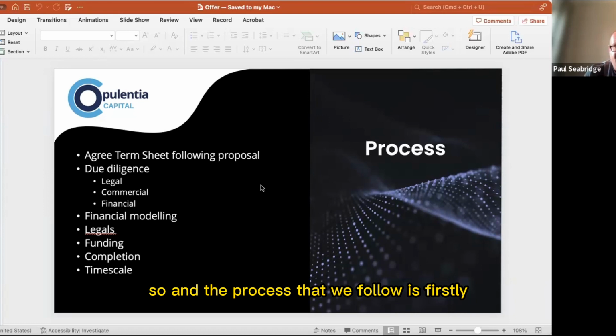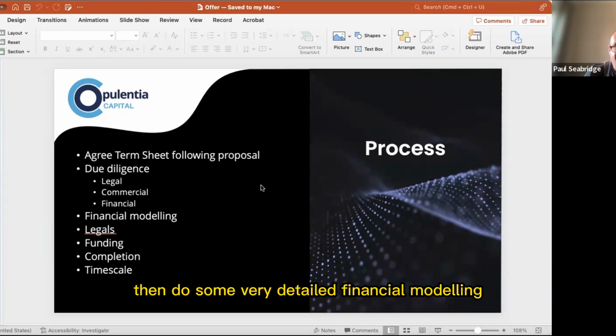So the process that we follow is, firstly, we'll agree a term sheet. I call the term sheet a roadmap to getting the deal done. So it's a basic document that covers the key components of the deal. We'll draw that up and then we hand that over to the lawyers. We then issue a due diligence checklist, which is basically covering the legal, commercial and financial aspects of the company. So basically we'll set up a virtual data room. They can upload documents. We don't need to visit the business. We can review all of that remotely and come back with any questions or queries.